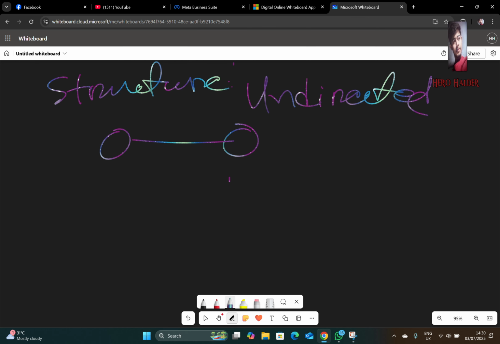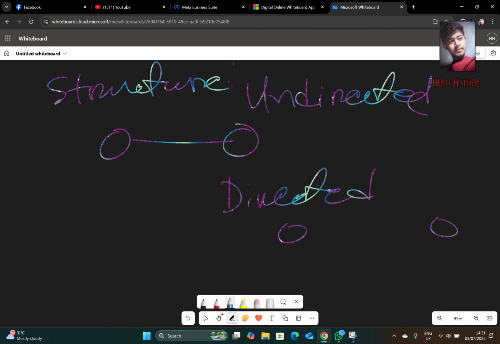And second is the directed graph. Two nodes and this is their connection. Here the direction is particular. It can be both or single direction. This is a directed graph.